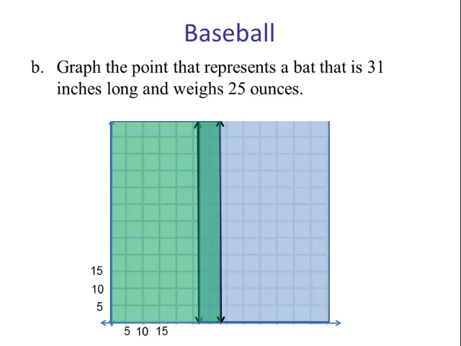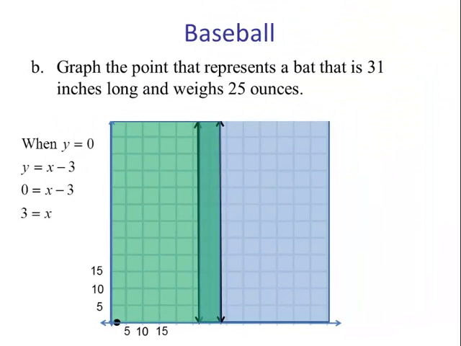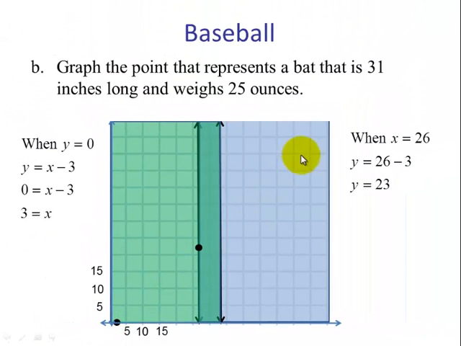Next, we need to graph y is greater than or equal to x minus 3. So when y is 0, we substitute that into the equation y equals x minus 3. So we have 0 equals x minus 3, and that means x is 3. So when x is 3, y is 0. So we graph that point. Next, when x is 26, on this line here, what's the value of y? So we substitute that into that equation, and we have 26 minus 3, which means y is equal to 23. So we have 2 points to determine this line.